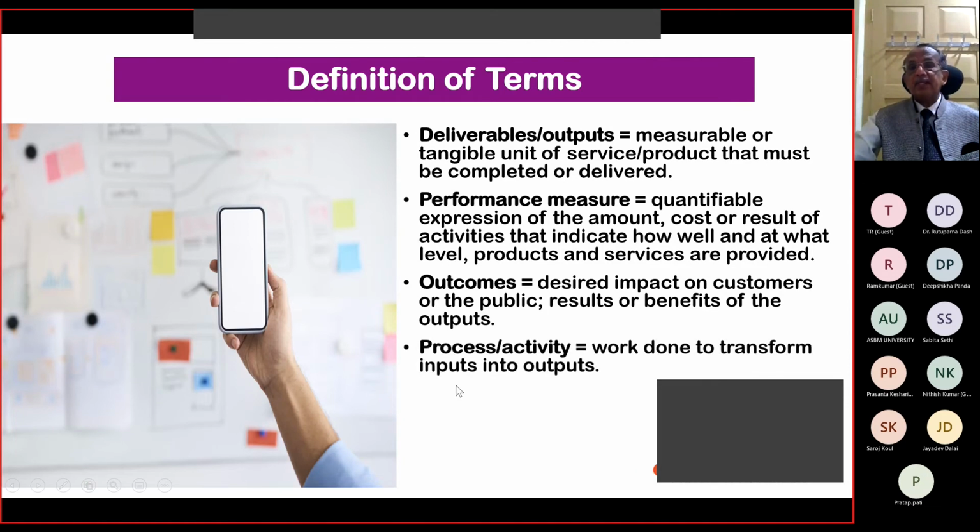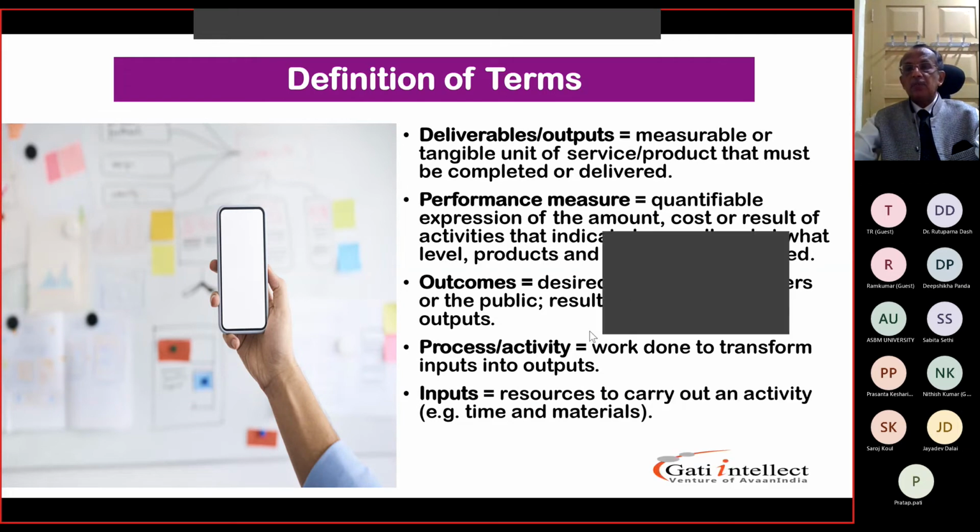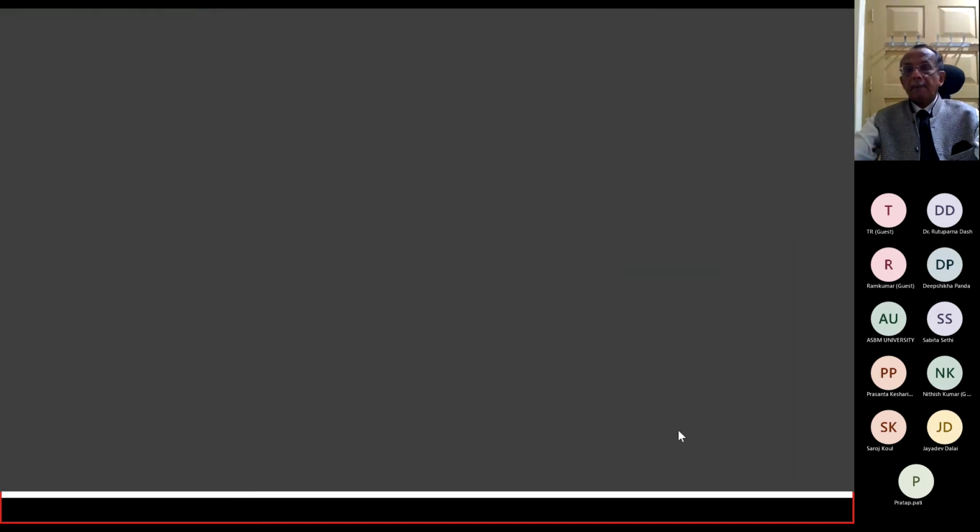Okay, the process or the activity: work done to transform inputs into outputs. So these are the definitions of the terms we will be seeing more and more as we go along, and then it will become clearer to you. Inputs. What are the inputs? Resources to carry out an activity. Example, time and materials.